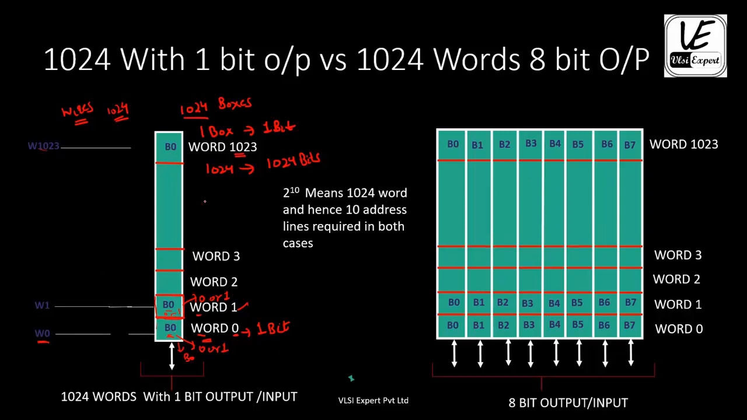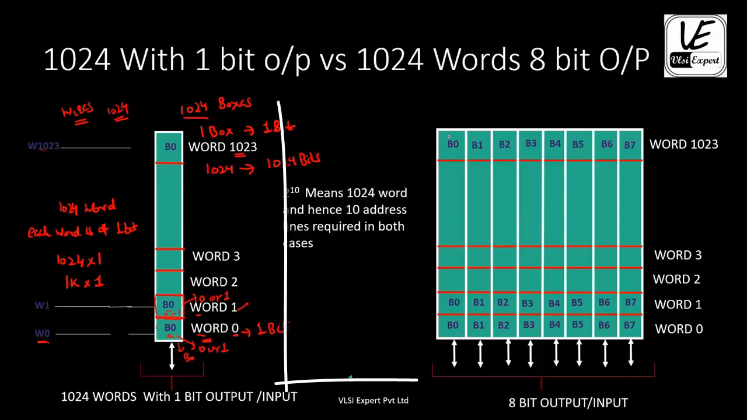So I'll say that I have 1024 words, and each word is of 1 bit. I represent it like this, 1024 by 1, or I can also represent it as 1K by 1. Please mind, here I have written K and not KB.